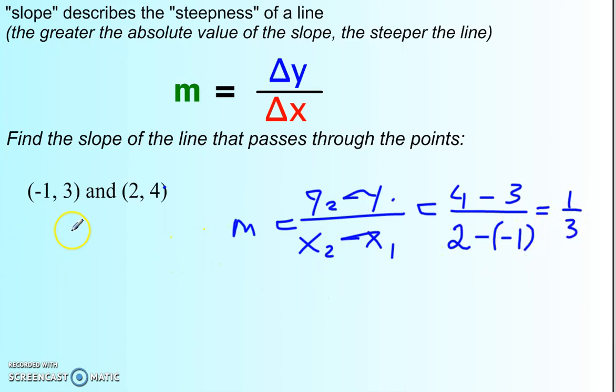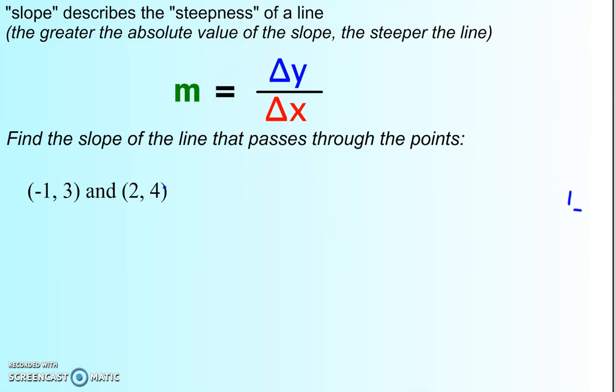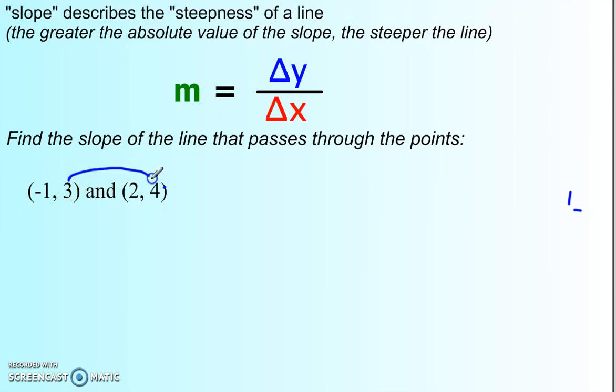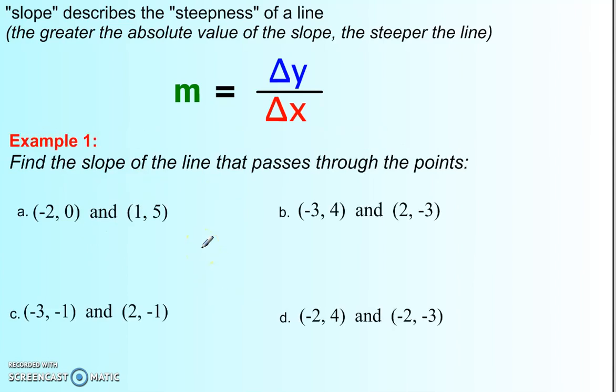Okay, here's a fast method. This is my trick that I've developed. I find it fun, easy, useful, a fast way to do this. Remember, change in y is on top. So the change in y is, what do I have to do to 3 to get to 4? Add 1. What do I have to do to negative 1 to get to 2? Add 3. So I've got 1 over 3. That's the fast way right there. Here's a couple of examples. Try that out. Pause the video and see what you get.